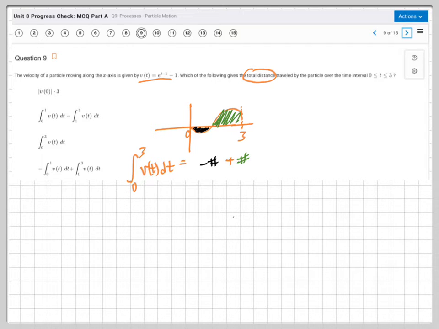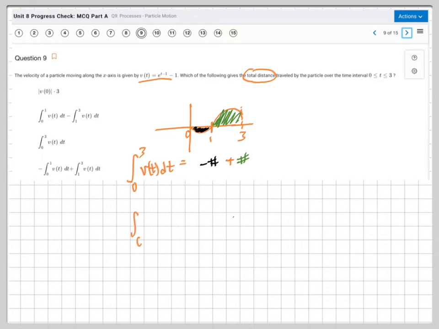So we have to take into consideration the negative area. And what we essentially want to do is we want to know when the area changes from negative to positive. Okay, so we have to know this point right here. And I chose 1 probably because that's all I see over here. I see a 0, 1, and a 3, or a 0 and a 3.